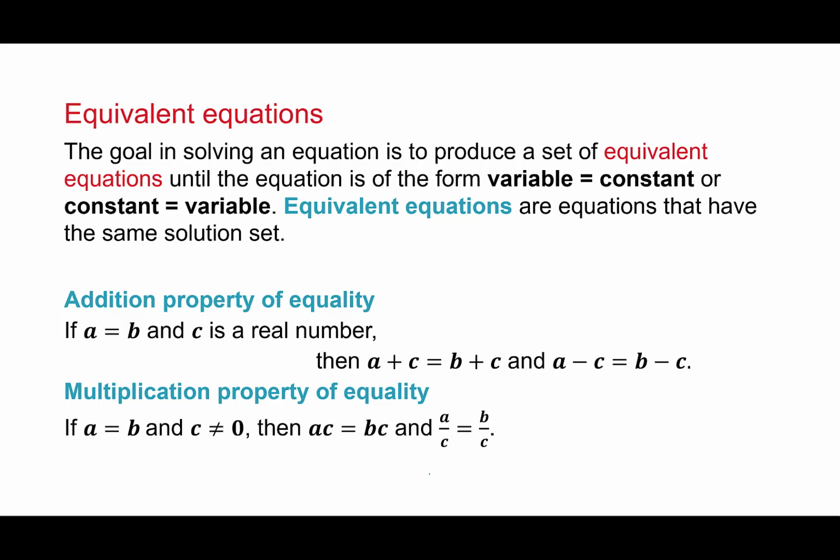If you think about a scale, which we probably don't use much anymore, but think about two things that are equal in weight. If I take something off of one side of that scale, it's going to be imbalanced. So to keep it in balance, I have to take something off the other side of the scale as well. So whatever I do to one side, I have to do to the other to maintain the equality of those two expressions. So I can either add or subtract the same number from each side, or I can multiply or divide each side of the equation by the same non-zero number.